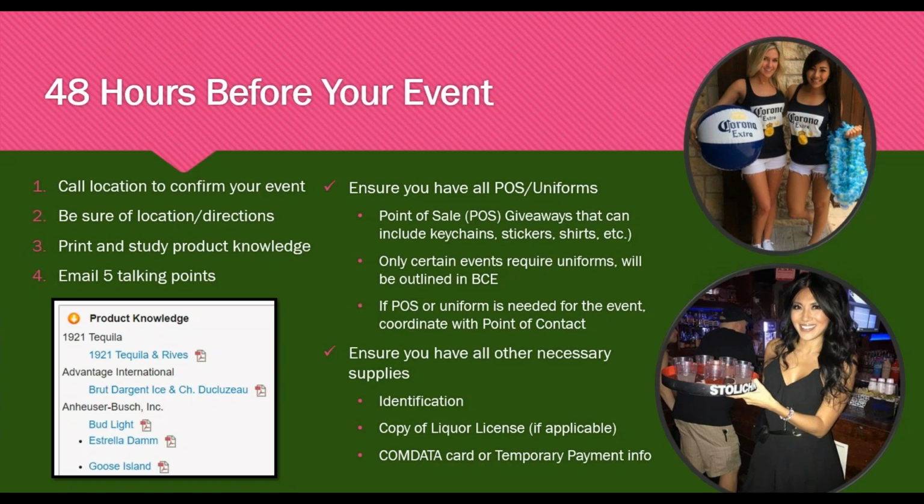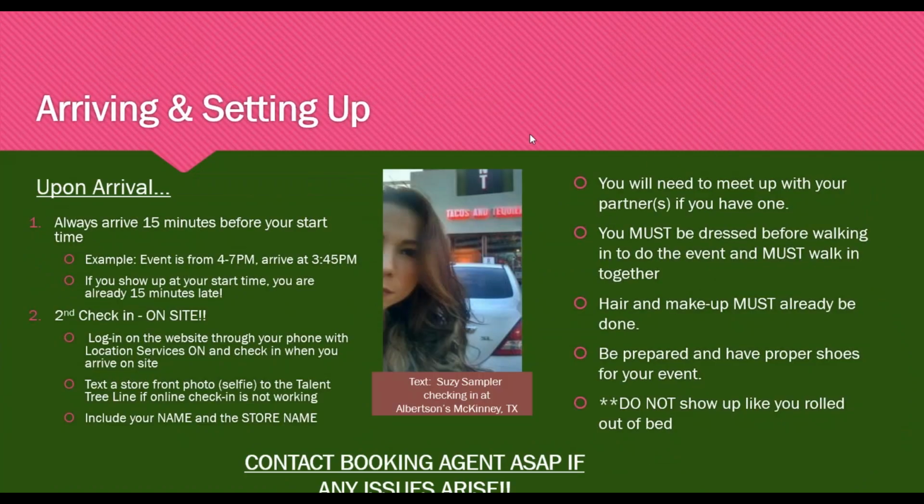Ensure you have your identification on you. You are handling alcohol. Sometimes you'll be asked for proof that you're of age. If you are in a state that requires a liquor license, so that's going to be places like Texas, also, let's see, I can't actually think of another state right off the top of my head right now that requires liquor licensing, but you want to bring a copy of that. And then your Comdata company credit card, or if you don't have a company card, temporary payment information. So we will be sending temporary payment information to everybody the morning of your event. Moving on to the next slide.